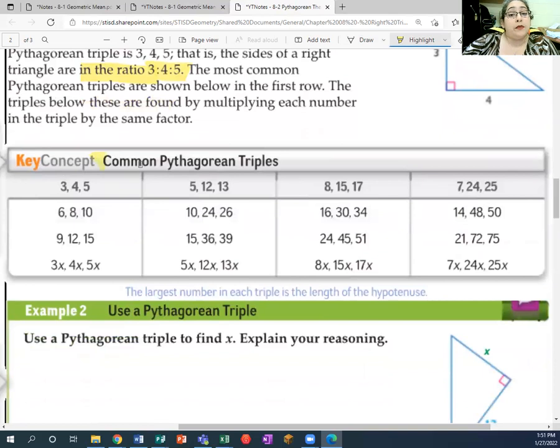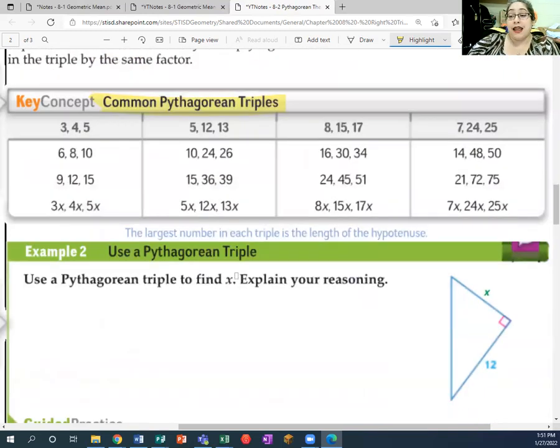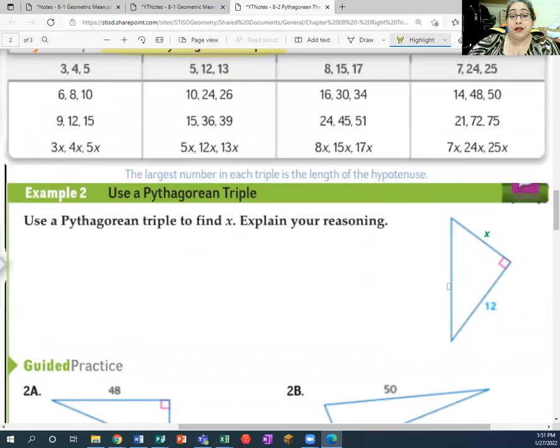Here are the most common Pythagorean triples, and I highly recommend that you make sure these are in your notes. So that way, when I put something on a test like this, we want to use a Pythagorean triple in order to find our missing side.